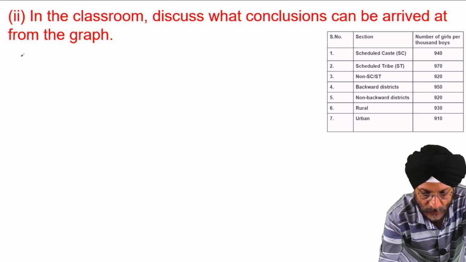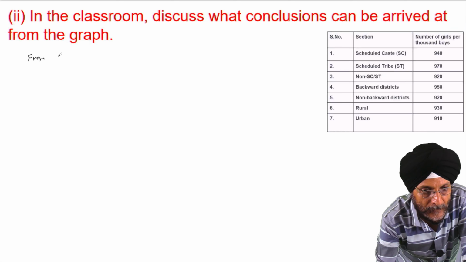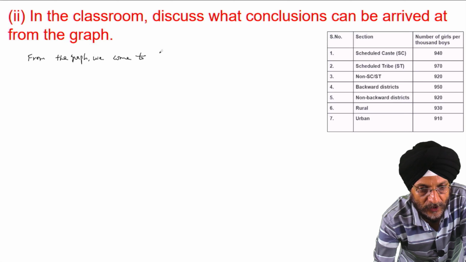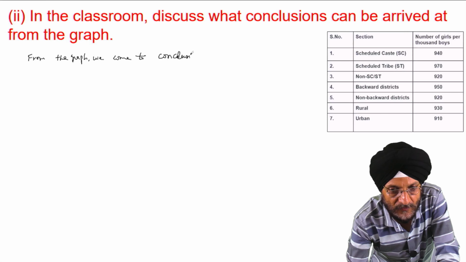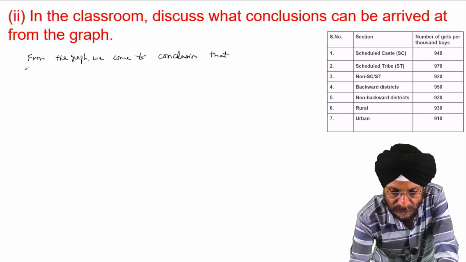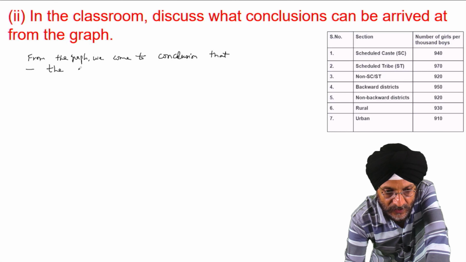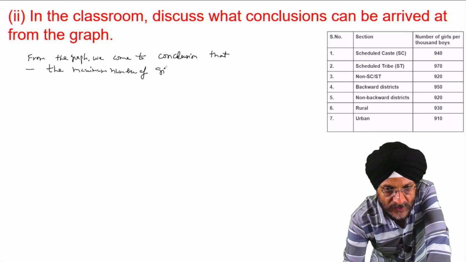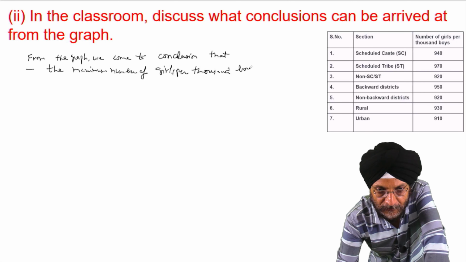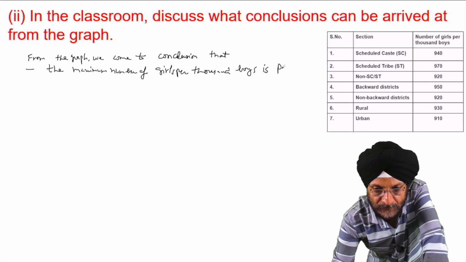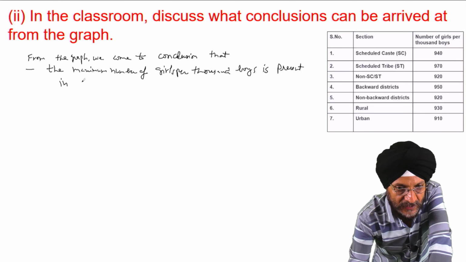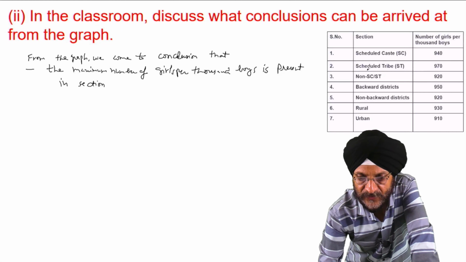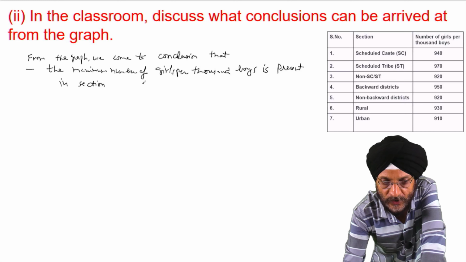So we will write it: from the graph, we come to the conclusion that the maximum number of girls per thousand boys is present in section, the maximum number of girls in section which we have seen from the graph was from the scheduled tribe in the section ST.